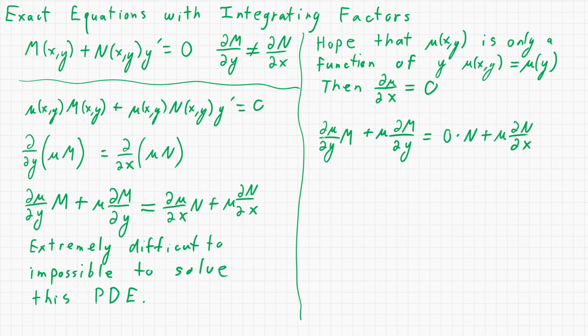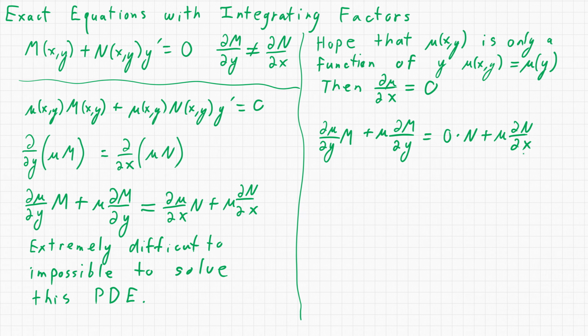So we still have partial mu partial y here. Before it was 0 times Mars, but now we have partial mu partial y times Mars plus mu times partial Mars partial y equals, this was partial mu partial x, and now we have 0 times Neptune plus mu times partial Neptune partial x. And so we'll simplify here and we'll get a very similar formula.